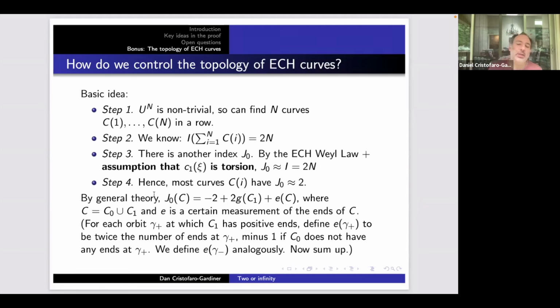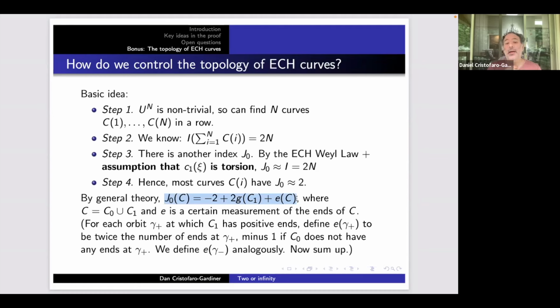Okay, now what is this J0 index? I didn't exactly say what it is. It's a variant of the ECH index, but let me highlight the formula. So this is the kind of key point. Basically, J0 is -2 plus twice the genus of the curve, plus a certain measurement of the ends. And so you should be thinking from step 1 through step 4 that the curves have J0 about 2. And so we want them to be cylinders.